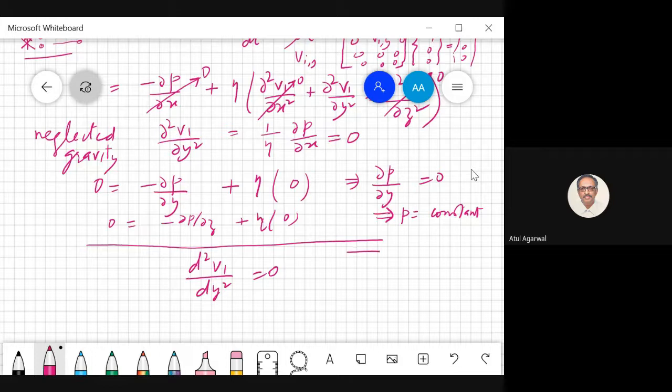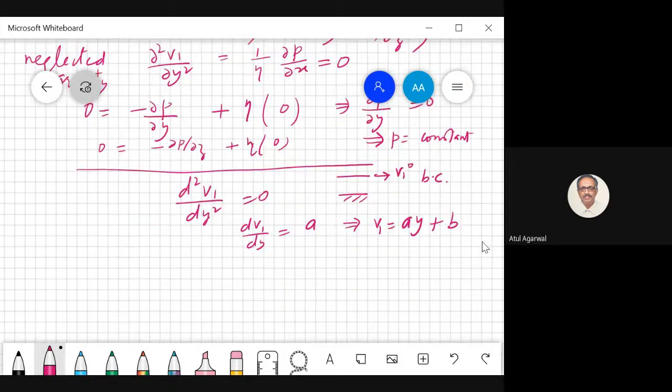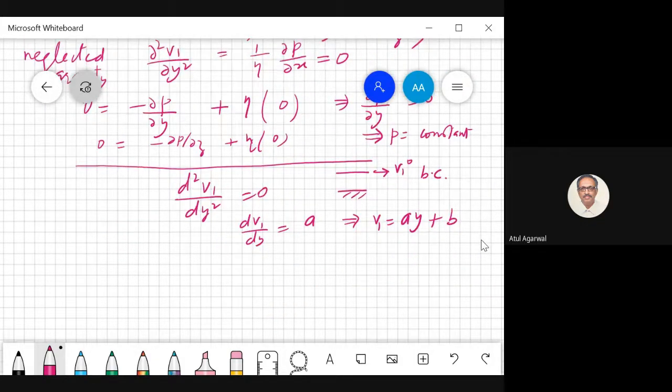And what are your boundary conditions? This is moving with v1 0. This is fixed. Now you integrate it. So dv1 by dy is equal to some constant a. Further integration will give v1 is equal to ay plus b. Now you have got two constants. You use the boundary conditions. So at y is equal to 0, this is y is equal to 0. This is y is equal to h. So you put y is equal to 0, velocity is 0. So b becomes 0. At y is equal to h, velocity is v1 0. It means a is equal to v1 0 by h.